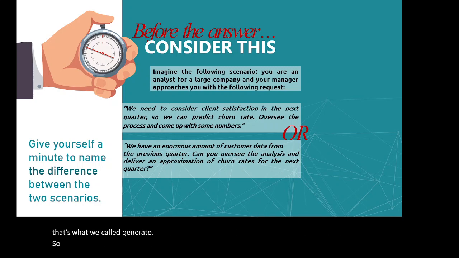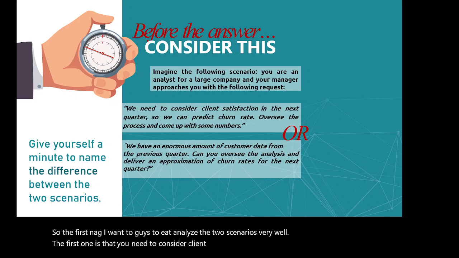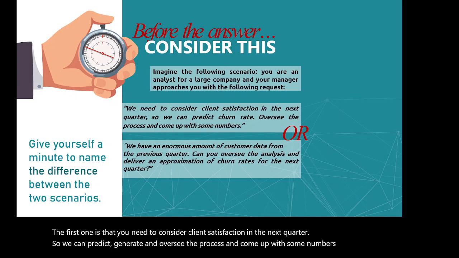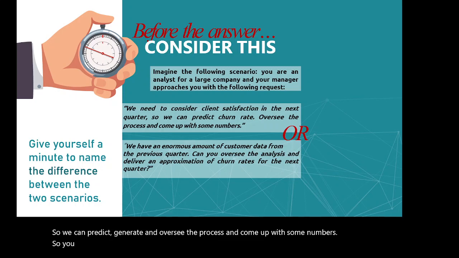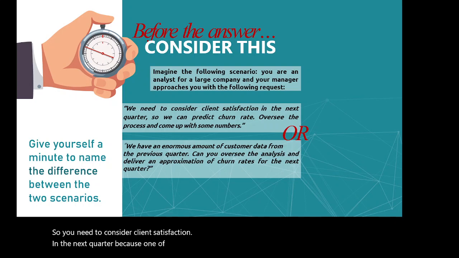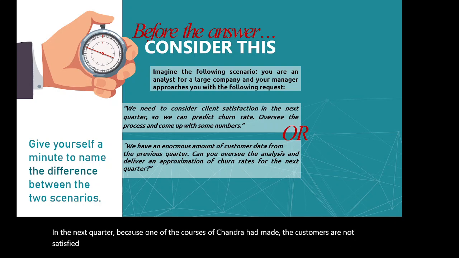So the first scenario, I want you guys to internalize the two scenarios very well. The first one is that you need to consider client satisfaction in the next quarter, so we can predict churn rate and oversee the process and come up with some numbers. One of the causes of churn rate may be that customers are not satisfied with the products or services a certain company or organization is offering. So you want to predict churn rate and oversee the process and come up with some numbers.